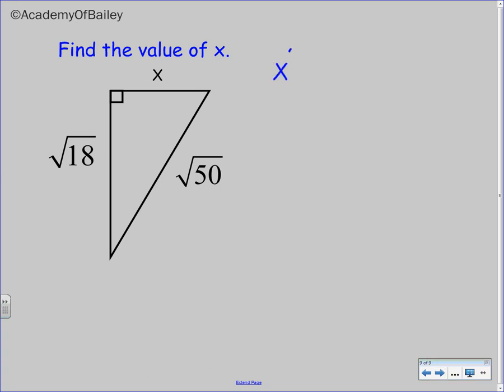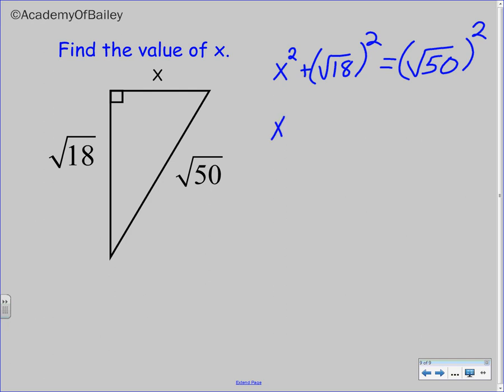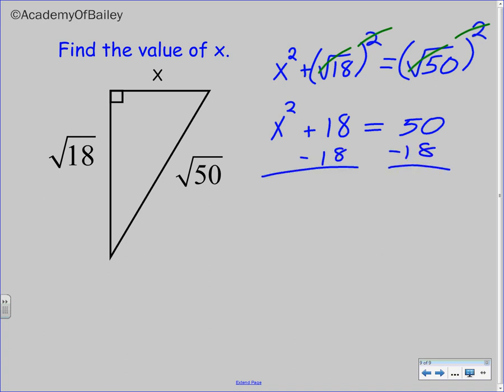The legs are going to be x and the square root of 18. The hypotenuse is the square root of 50. X squared, the square root of 18 times itself cancels out, leaving you with 18. And the same thing here with the square root of 50 squared leaves you with just 50. Subtract 18 from both sides. 50 minus 18 is going to leave us with 32. And then we have to take the square root of both sides to get x by itself.